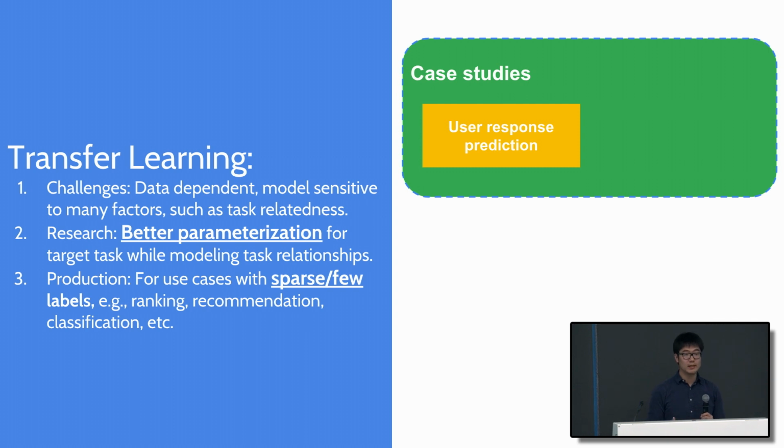And there are also many use cases. For example, any use case with sparse labels or a small number of labels, which cannot be learned by using a complicated machine learning model, can be learned by transferring the knowledge from a larger set of labels from other tasks. And the case study I'm doing here is user response prediction.